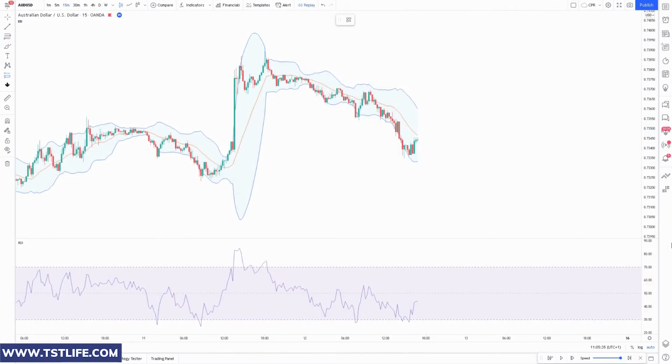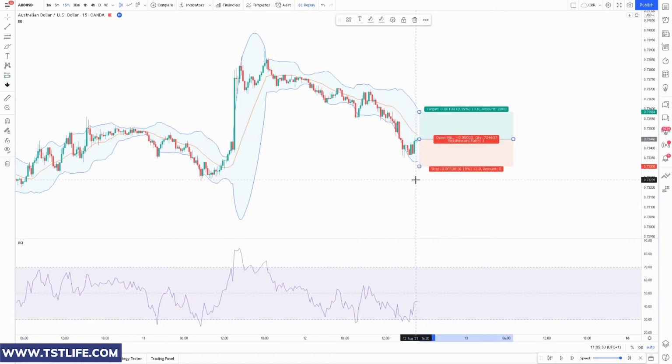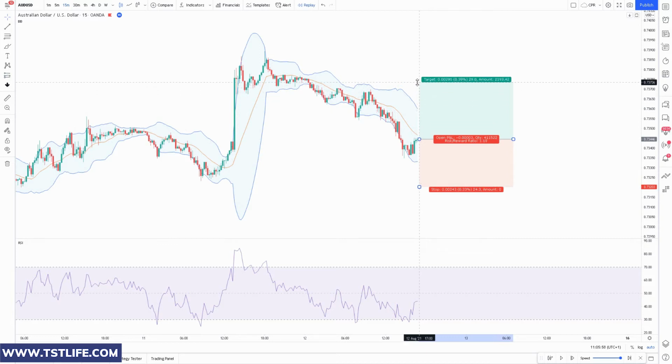This is the 15 minutes Aussie dollar chart. We can see that the price has hit the Bollinger lower line and closed below it. The RSI value is below 30, so it's time to go long. We can place a buy stop order a few pips above the price level. The stop loss should be positioned below the most recent swing low or 200 simple moving average. We can aim for at least a 1 to 1.3 risk to reward ratio.